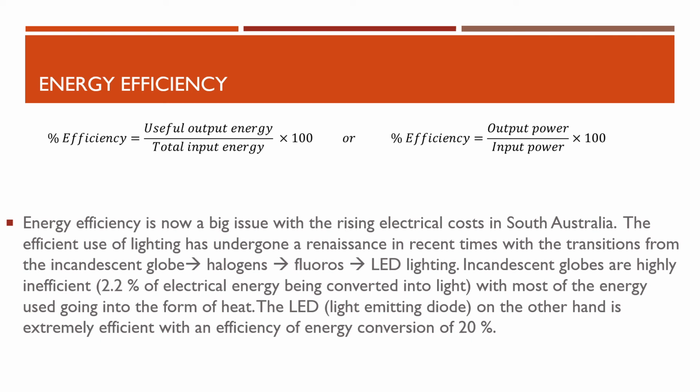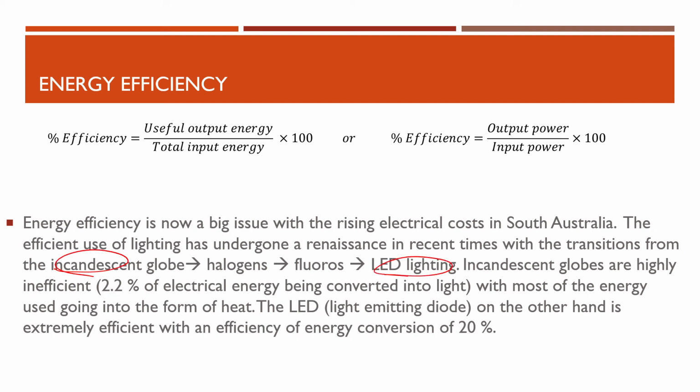Energy efficiency is now a big issue with rising electrical costs in South Australia. The efficient use of lighting has undergone a renaissance in recent times with the transitions from the incandescent globe to halogens to fluoros to LED lightings. Now, incandescent globes are highly inefficient, meaning only 2.2% out of 100% of electrical energy is being converted into light. That's not much at all, with most of the energy actually going to a form of heat. So that's what we started off with in the olden days.